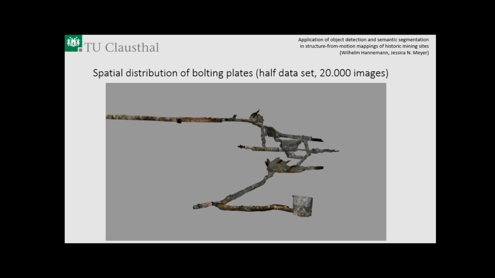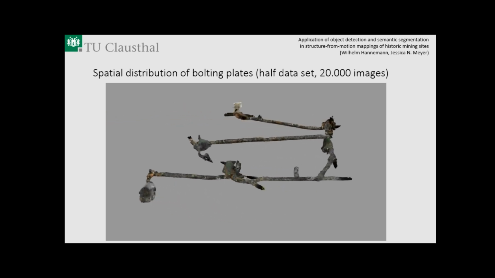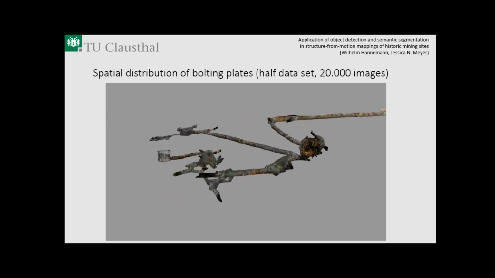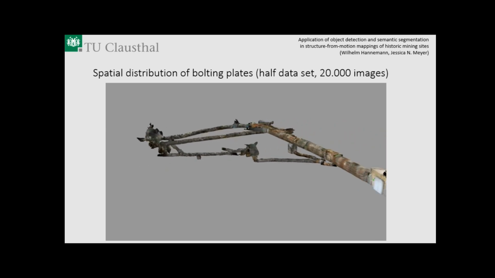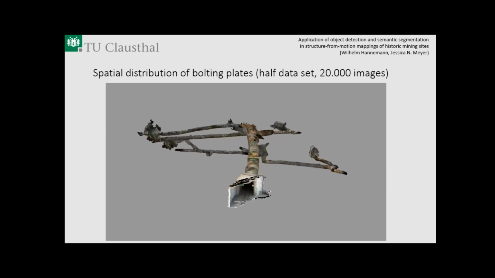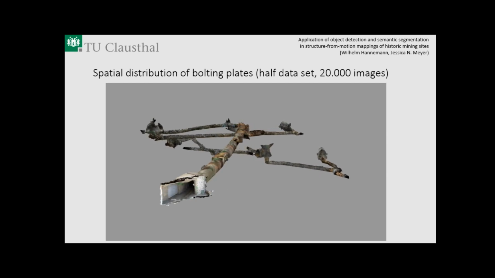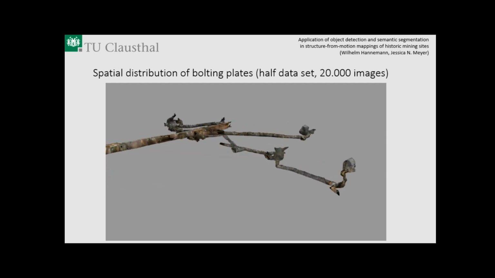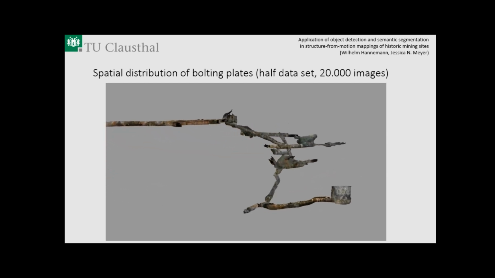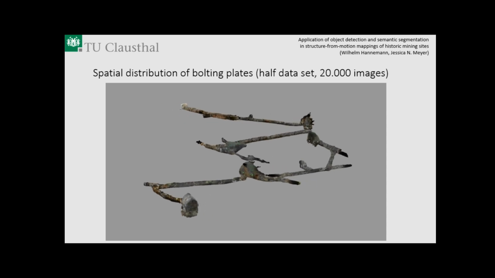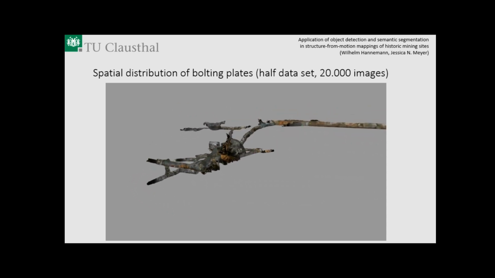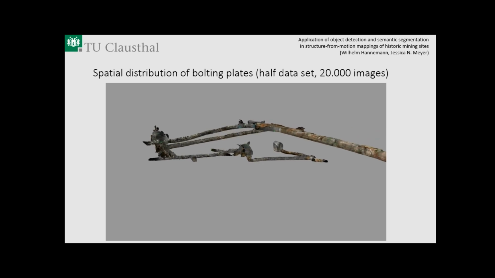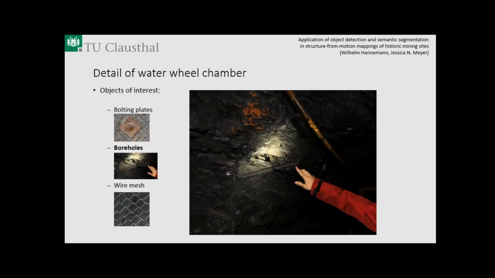Here you see one part of the model consisting of 20,000 images with this green heat map texture applied. And there are some spots at these chambers where you see, okay, there are many bolting plates, and some bolting plates in the tunnels and some false detections as well. But it worked quite nicely, and we at least could use this as a tool for the real objects of interest.